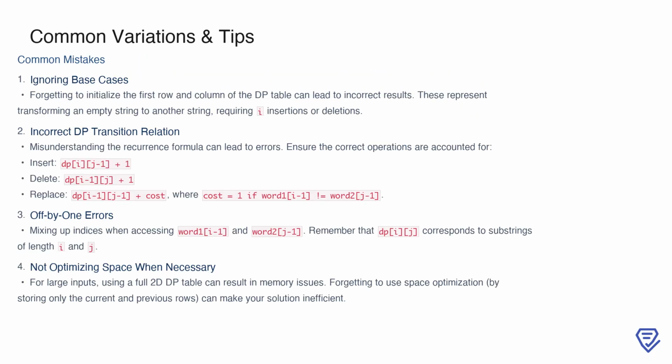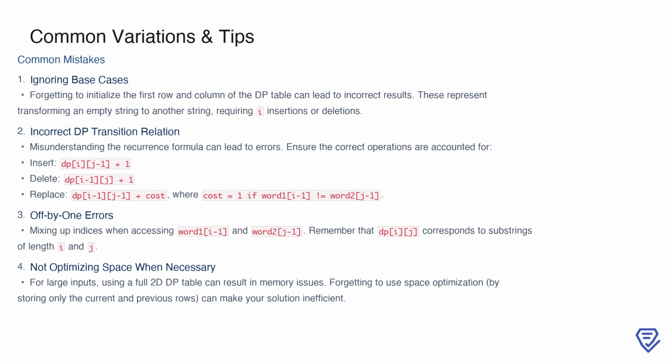When working on the edit distance problem, there are a few common mistakes that can cause incorrect results. First, not properly handling base cases is a frequent issue. Remember, the first row and column of the dynamic programming table must be initialized. These represent the cost of transforming an empty string into another string, which requires a series of insertions or deletions.